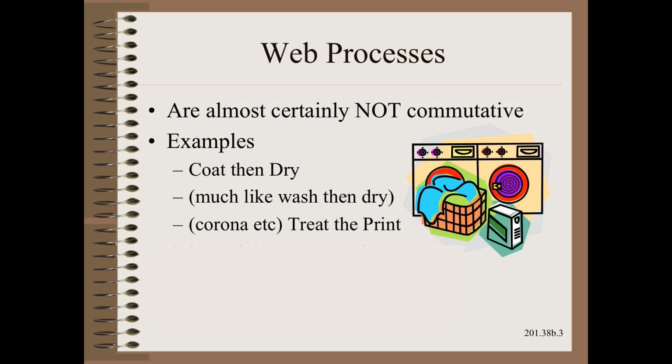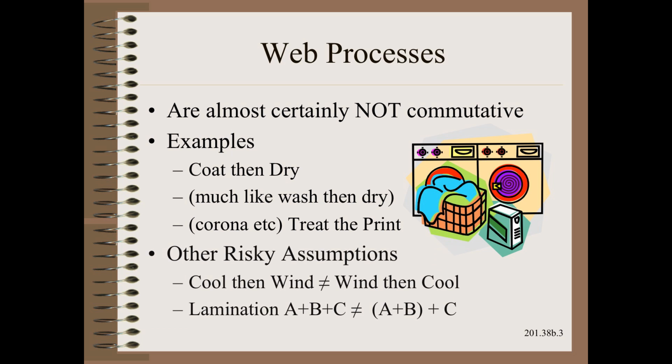Let us begin with web processes that are almost never commutative. An example is coating followed by drying would give very different results than drying followed by coating. There are processes that might seem to be commutative, and sometimes they are. For example, it is common to cool prior to winding. Why? Will not the web eventually cool in a wound roll? It sure will. It may take hours to weeks in the case of large master rolls of metal.